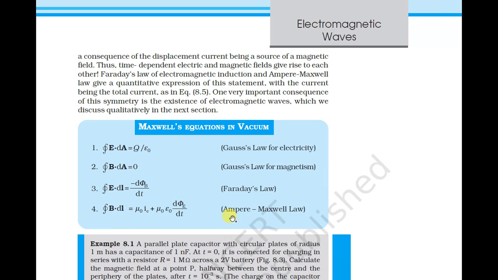See here, this is the Maxwell equation. The closed integral of E dot dA is equal to Q upon epsilon 0. This is Gauss's law for electricity, in Maxwell's equations in vacuum. The integral of B dot dA is equal to 0, Gauss's law for magnetism. The integral of E dot dl is equal to minus d phi B upon dt, Faraday's law. And the integral of B dot dl is equal to mu 0 I C plus mu 0 epsilon 0 d phi E upon dt. This is the Ampere-Maxwell law.